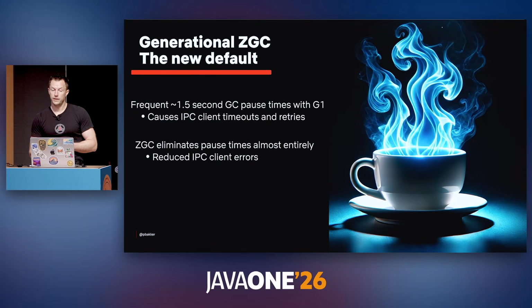As a user of Netflix, you would probably not notice this. That's the whole reason that we have these super aggressive timeouts. But we are spending a whole bunch of cycles, basically, on partially finishing a request that then just times out. With ZGC, we eliminate those pause times, and that means we also eliminated a lot of these IPC client errors.